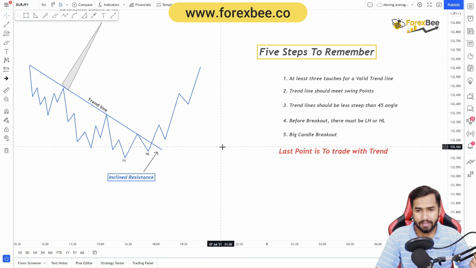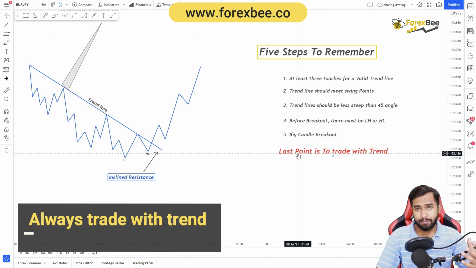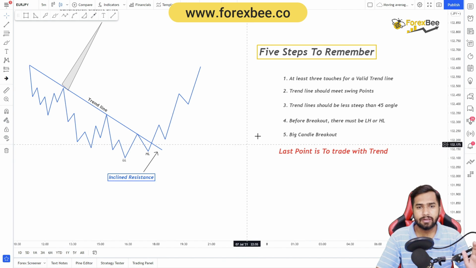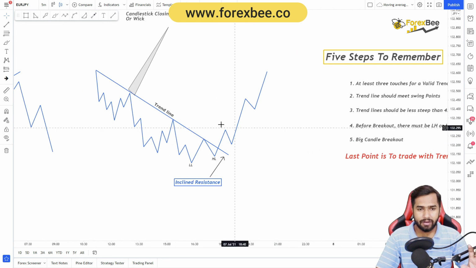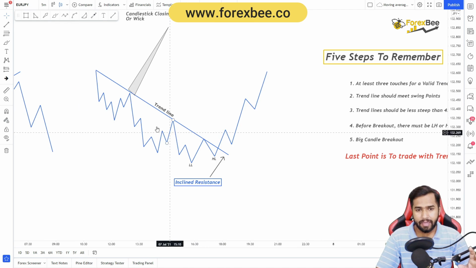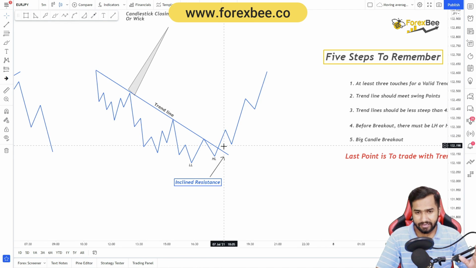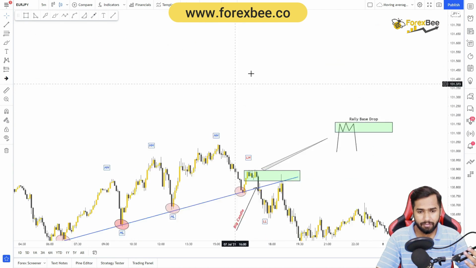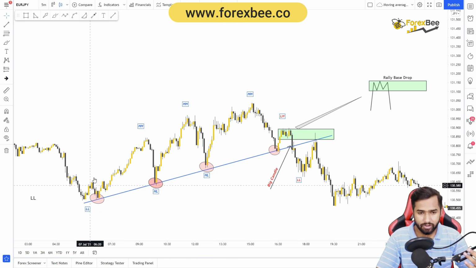The last point, but the most important point, is you should trade with trend. So when we look at it, let's say that you see this bearish trend going on. And if you think that there is a chance for a trend reversal, you should only look for it and validate that by trading with trend. So let me show you here what I mean. You can see the formation of a bullish trend.